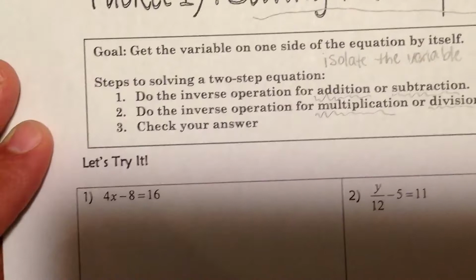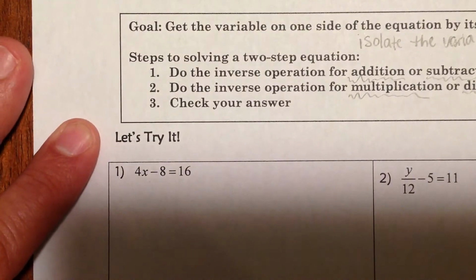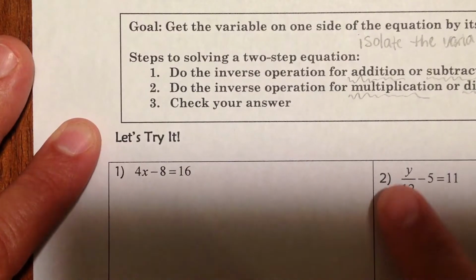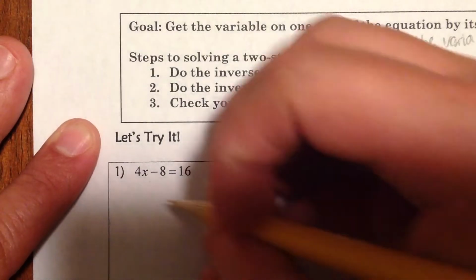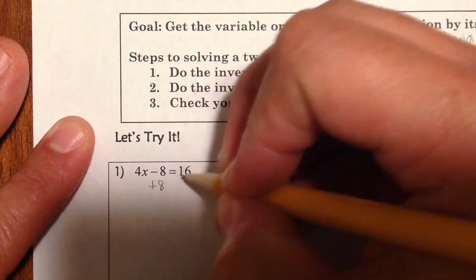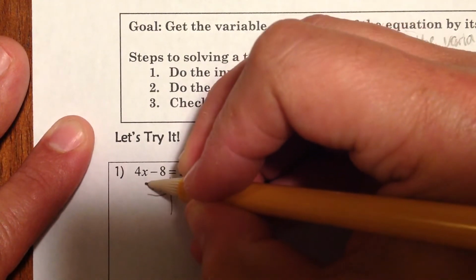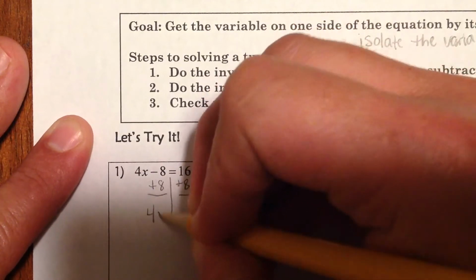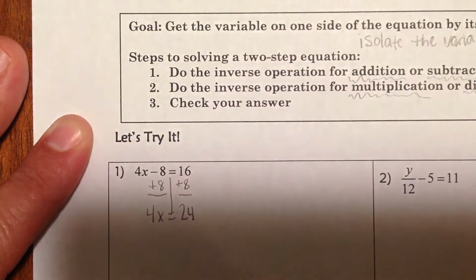So let's try one. Our first equation is 4x minus 8 equals 16. The first step says do the inverse operation for addition or subtraction. I see subtraction, so the inverse operation is addition. We add 8 to both sides. Negative 8 plus 8 is 0. So again, I'm only left with 4x on that side. 16 plus 8 is 24.